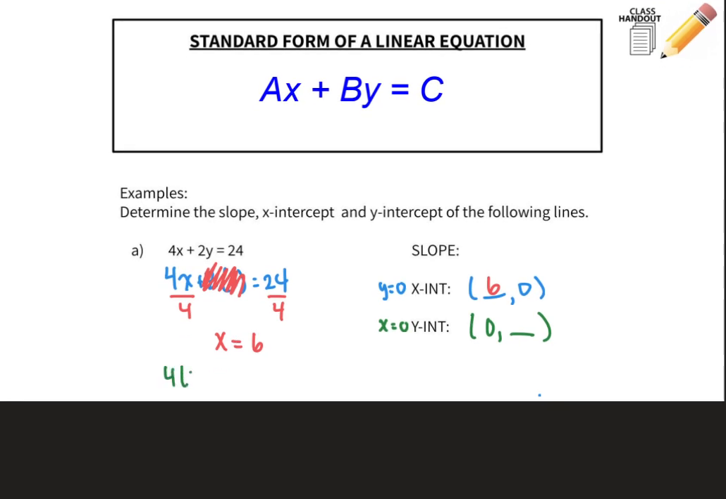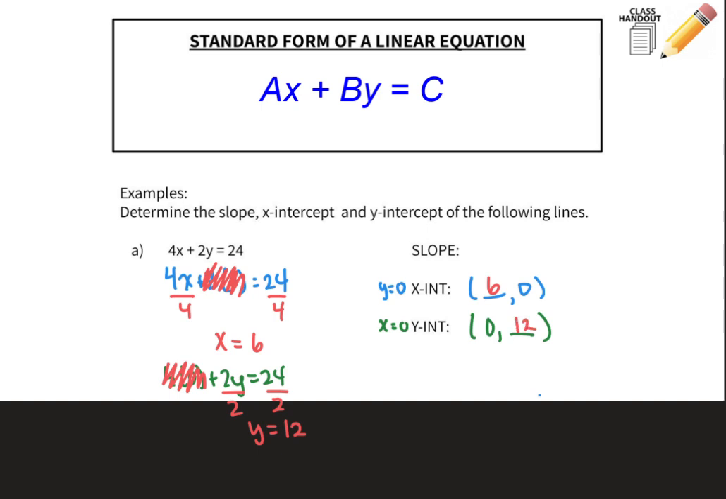So 4 times 0 plus 2y is equal to 24. And just like before, we know that anything times 0 is just 0. So we end up with just 2y equals 24. So to solve for y, we just divide everything by 2. So we get y is equal to 12. So my y-intercept is 0, 12.